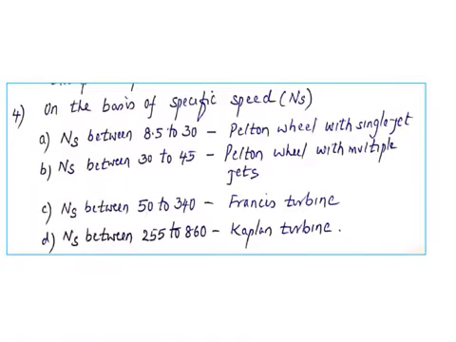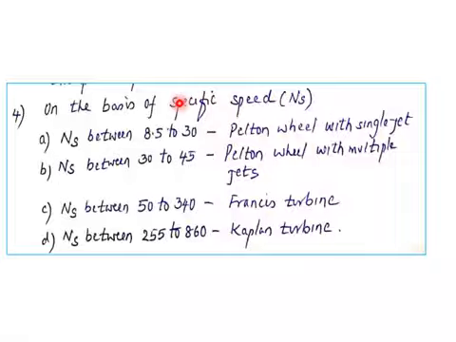The last classification is on the basis of specific speed. You know that specific speed is the speed of a geometrically similar turbine which, when working under a head of 1 meter, will develop 1 kilowatt power. That means you have to construct a model of a prototype. The turbine model is constructed, then we work this model under a head of 1 meter. If it develops 1 kilowatt power, the corresponding speed of this model is known as the specific speed. That is the definition of specific speed.